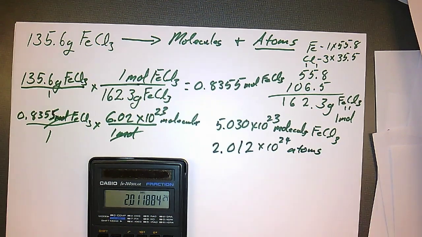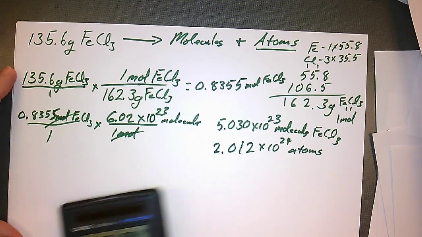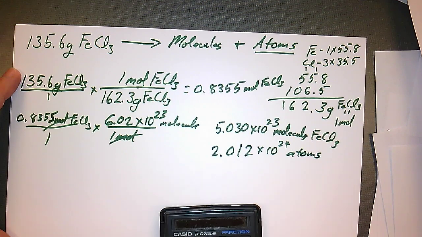Now, if they wanted to know just the chlorine, because sometimes they do that, instead of taking it times 4, I'd take it times 3. Does that make sense? It's just weird what you might need. Now, you want me to show you how to do this in one problem?